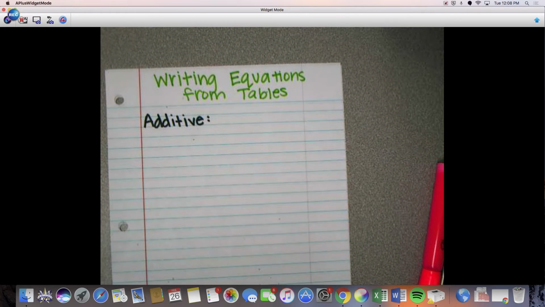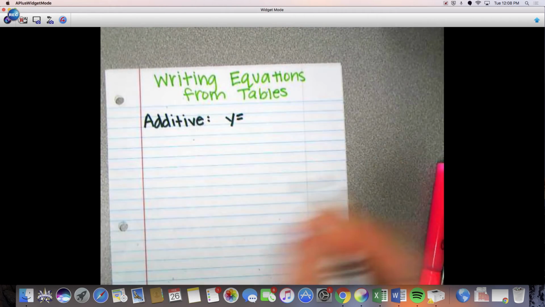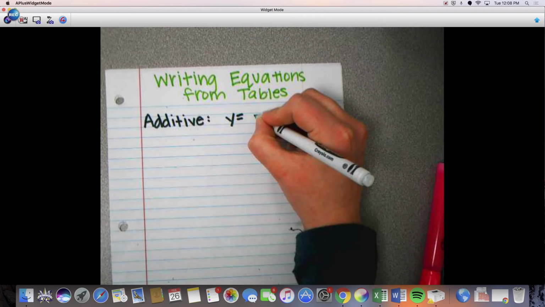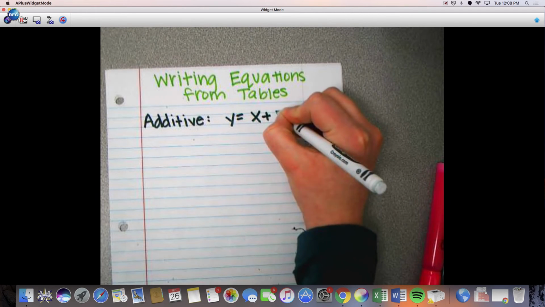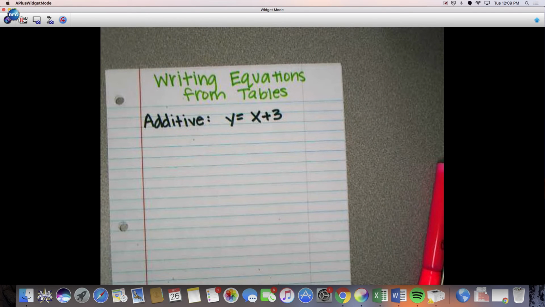Now, all of your equations are going to start with y equals. So an example of an additive equation would be something like y equals x plus 3. Meaning when we look at our chart, all of the values in the x column, we're just adding 3 to get our y values.